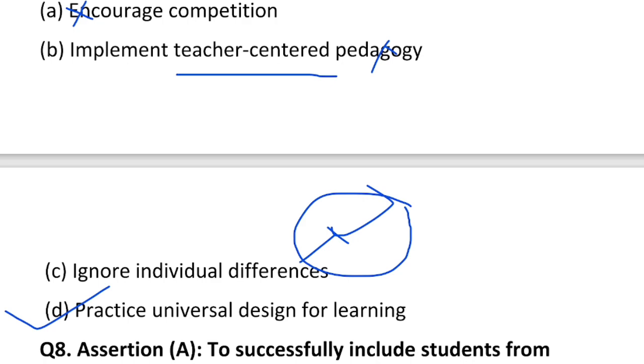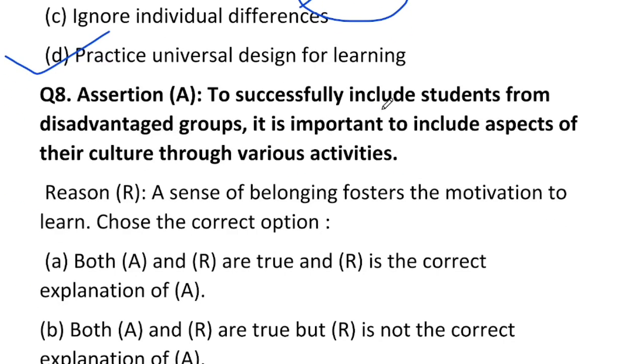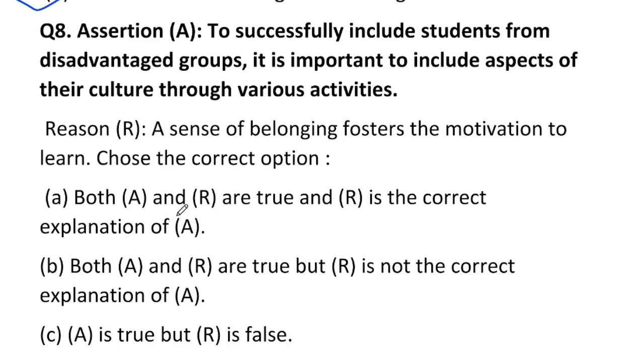to promote inclusion. Assertion: to successfully include students from disadvantaged groups, it is important to include aspects of their culture through various activities. This is the assertion. Reason: a sense of belonging fosters the motivation to learn. Choose the correct option. Let's see. This is the right assertion and this is also right. Both A and R. Both assertion and reason are true and R is the correct explanation of A.